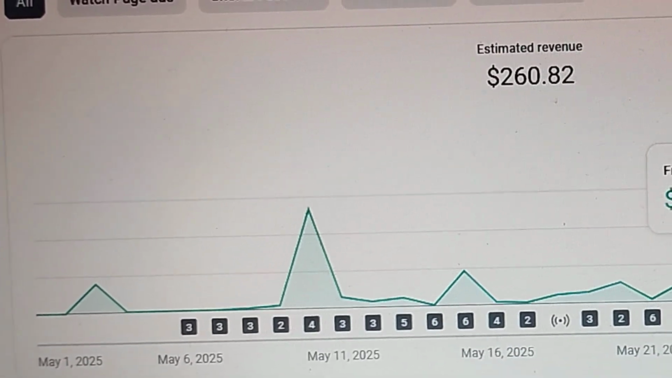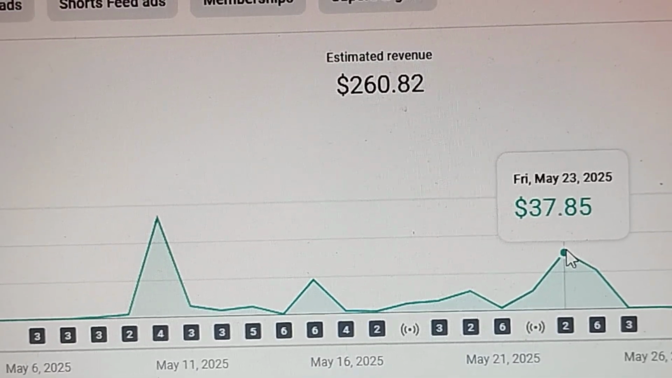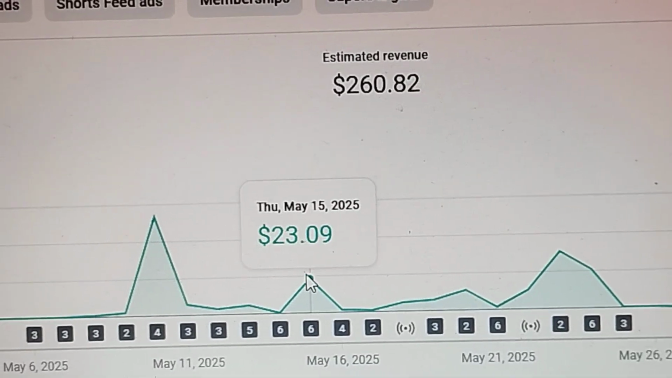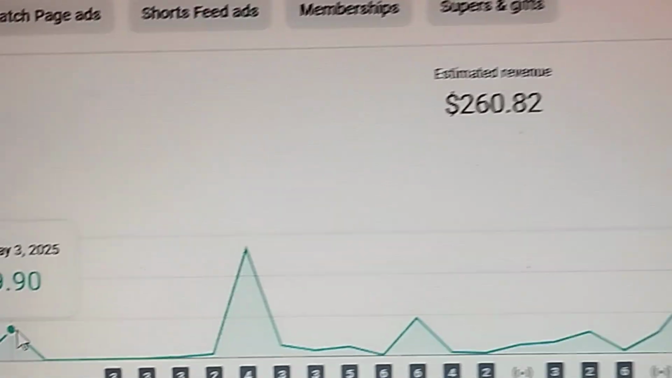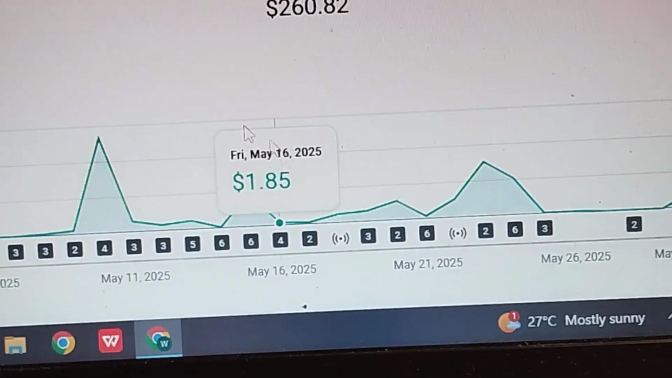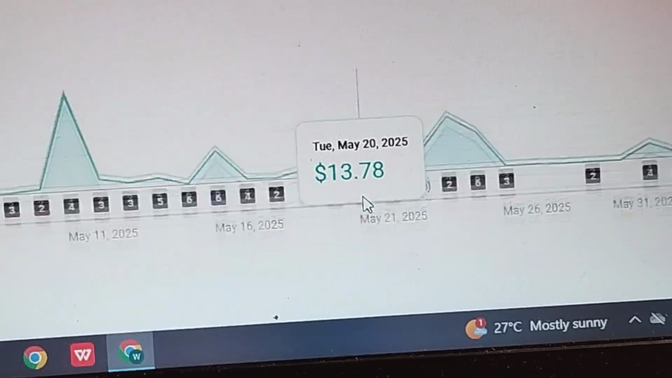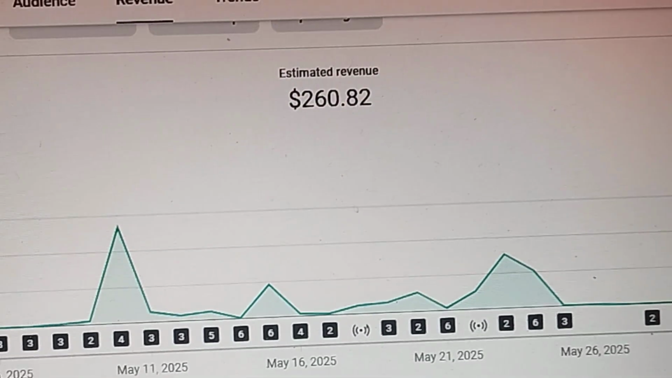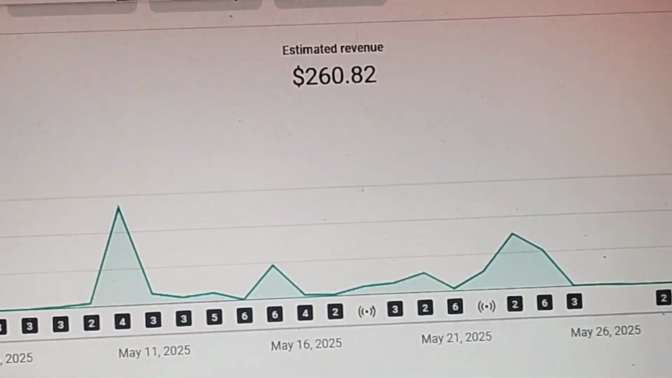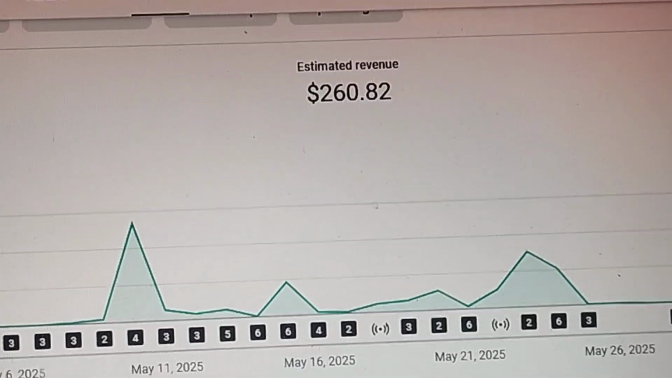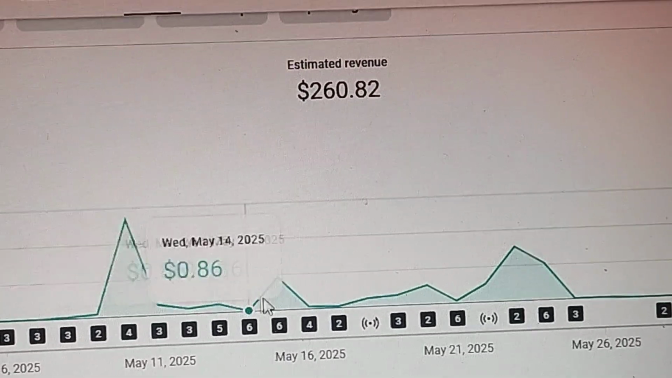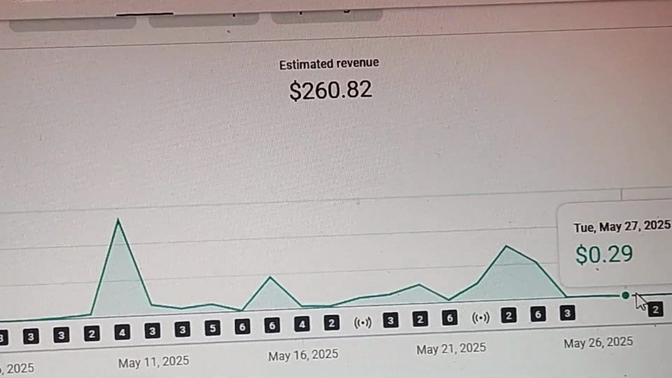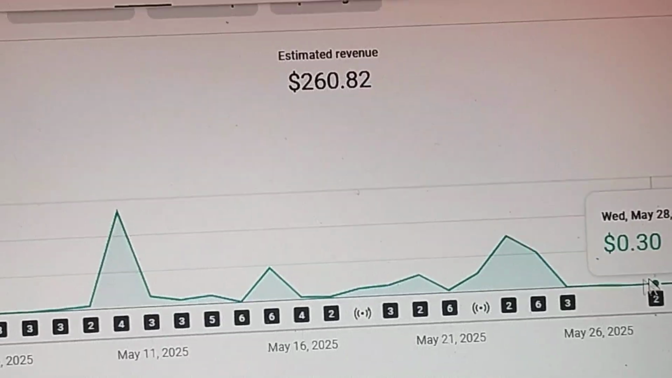I made $37 on May 23rd as well. Those were good days. May 15th, and this was May 3rd. This chart is very helpful because from a glance, you can see how much you're making each day. You can already tell this was my highest day. This was like 0, I didn't make anything here. It was just low like that.